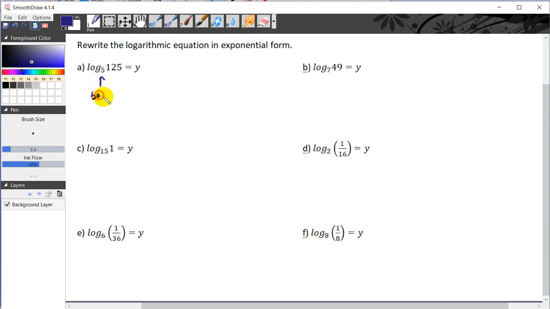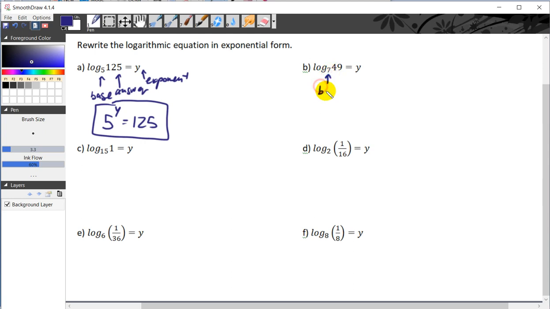So this is our base. This is our answer. This is our exponent. What we have here, if we write the base, well, the base is 5. Our exponent is y. Our answer is 125. And that's it.